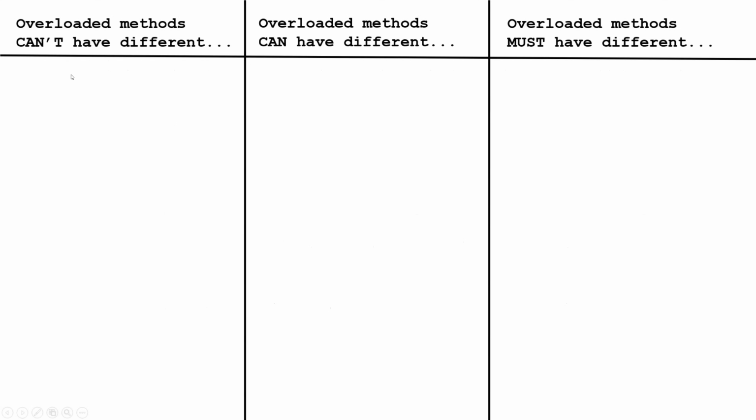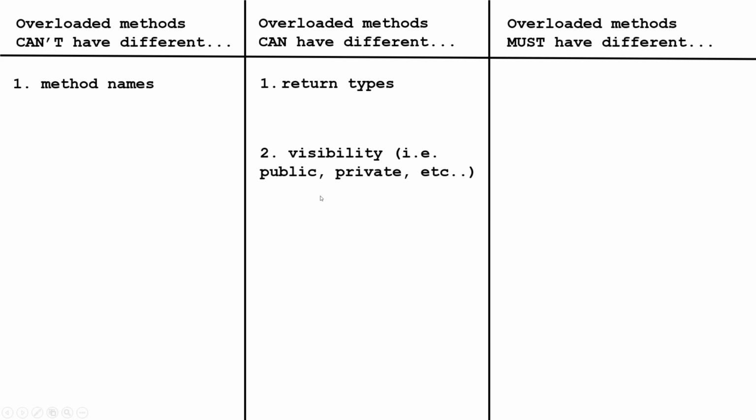Let's talk about the things that overloaded methods can't have different, what they can have different, and what they must have different. Overloaded methods can't have different method names. Occasionally a programmer will make an error and they will unintentionally give two methods different names. The methods will not be overloaded in this case. Overloaded methods can have different return types from each other. Overloaded methods can have different visibility. One could be public, one could be private. Overloaded methods could have different static or non-static values. Finally, overloaded methods could have different parameter names.